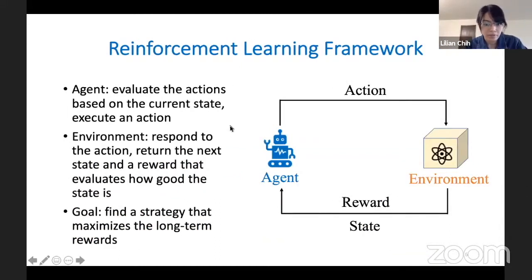So you've probably seen this from the previous lectures, but as a reminder, this is the general framework for reinforcement learning. It's basically a feedback loop between the agent and the environment. The agent evaluates the actions based on the current state and executes an action. Then the environment responds to this action and returns the next state and a reward that evaluates how good the state is. The goal of this learning framework is to find a strategy that maximizes the long-term rewards.